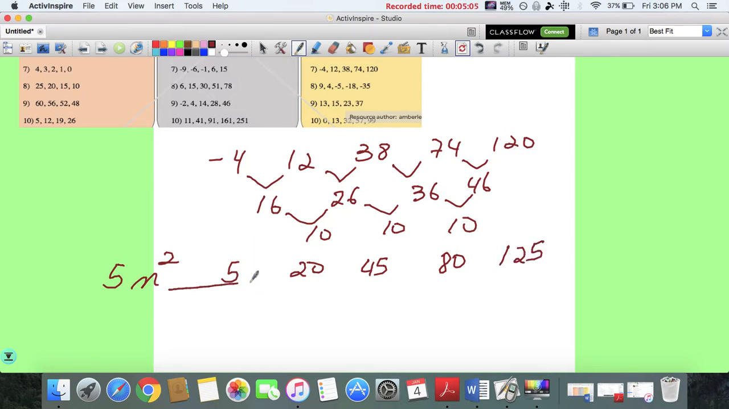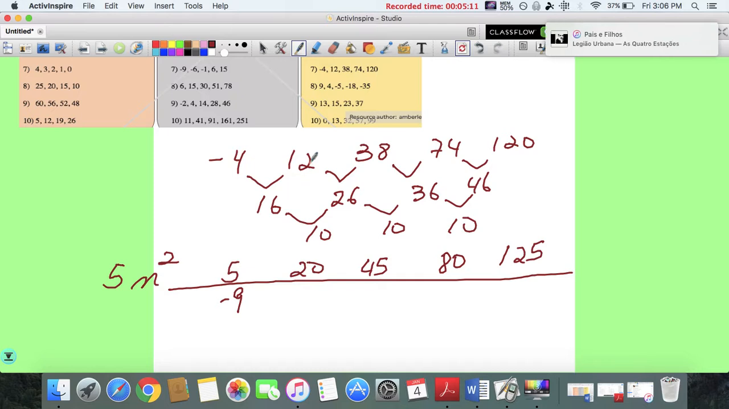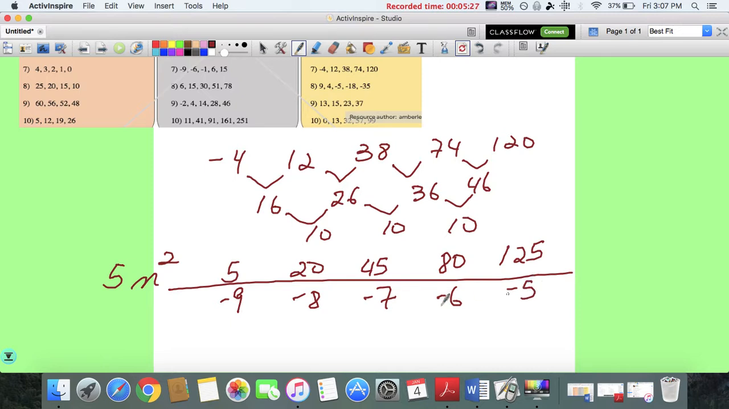Okay, so let's subtract. Hopefully I did it correctly. So negative 4 minus 5 is negative 9. 12 minus 20 is negative 8. 38 minus 45 is negative 7. 74 minus 80 is obviously negative 6. 120 minus 125 is negative 5. Right? Because they're all different, I have to continue. So I know it's 5n squared for sure.